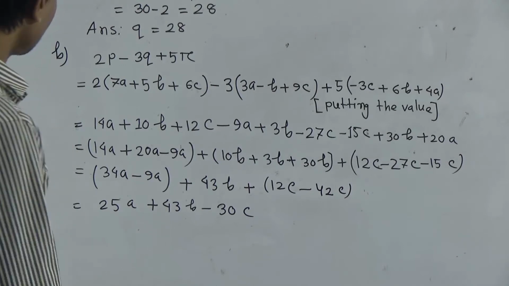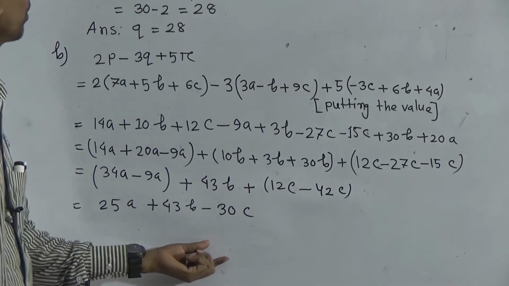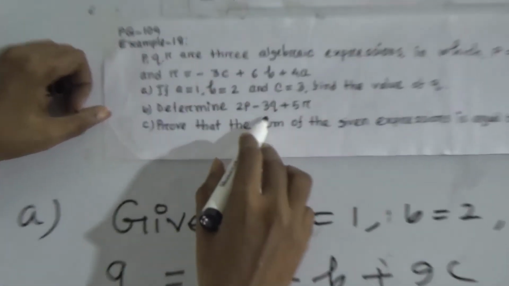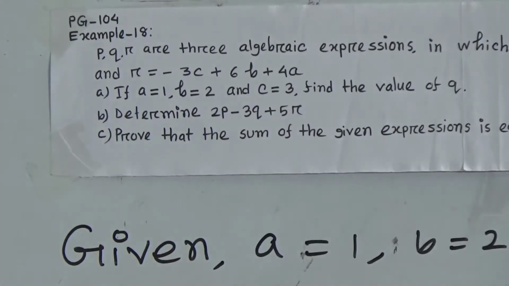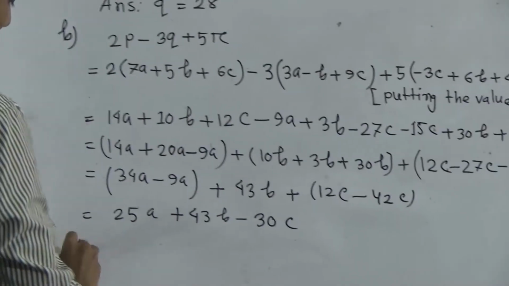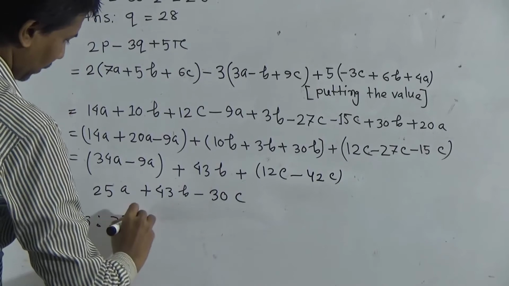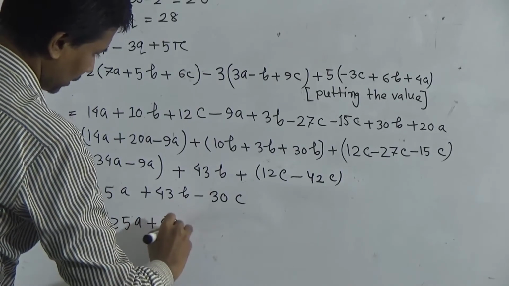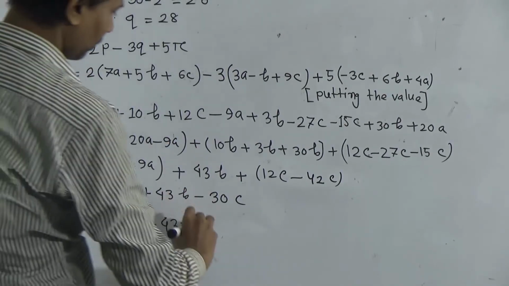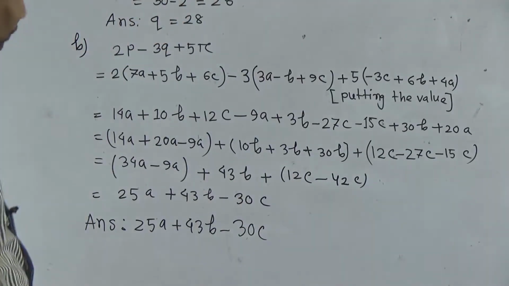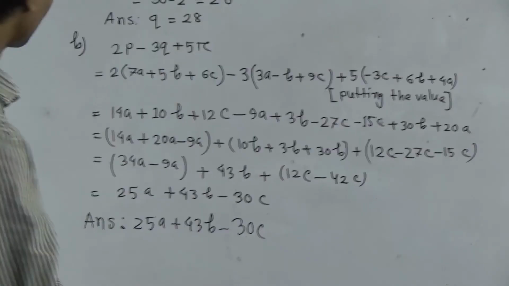Okay, dear student, this is the simplification result of B. That means, you see the question number B, determine 2P minus 3Q plus 5R. Now we have got this result. Okay, now you write the answer: 25A plus 43B minus 30C. Okay, I hope you understood here.